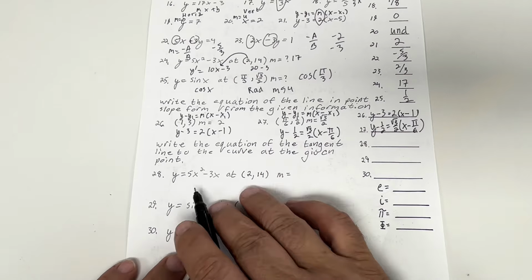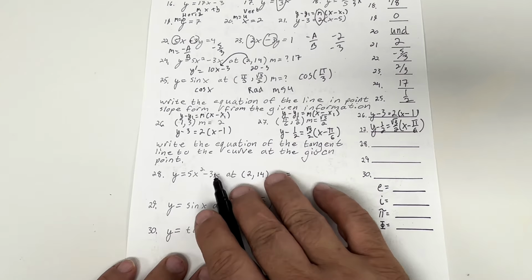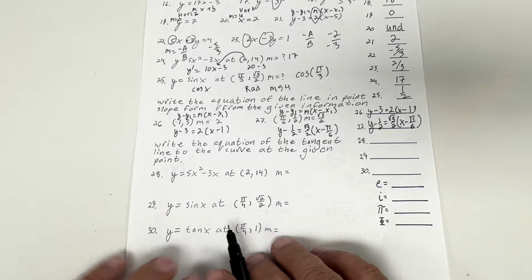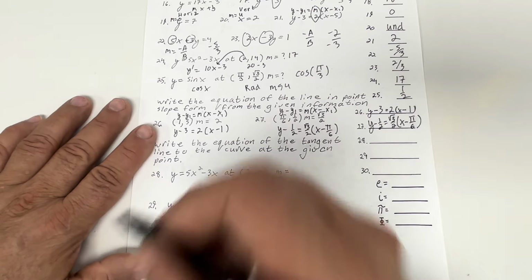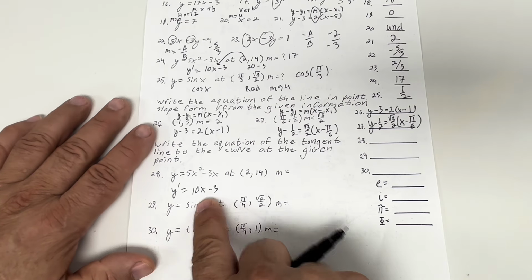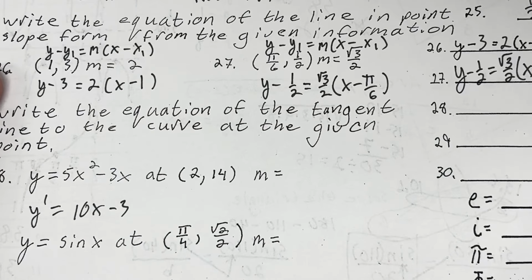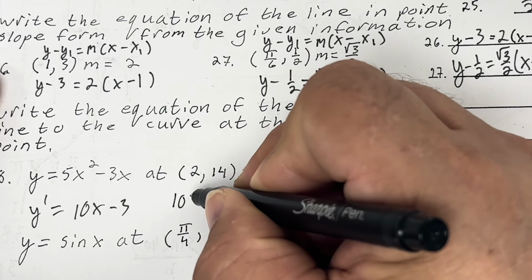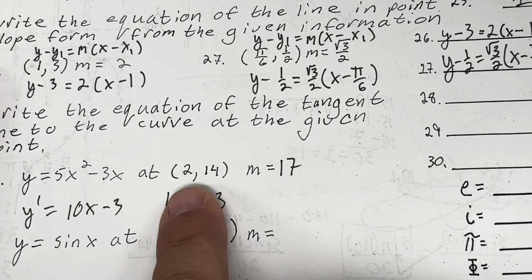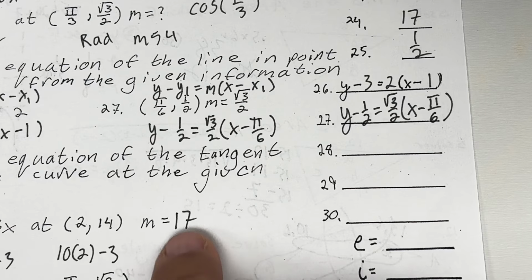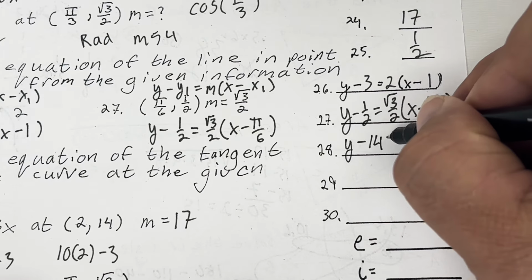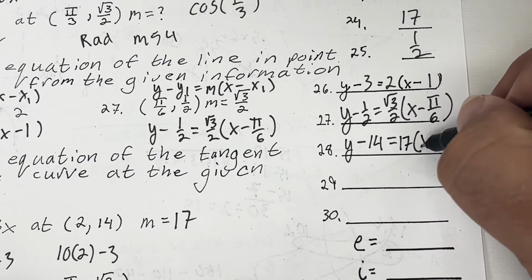28, we want the equation of the tangent line to the curve at the given point. So the equation is 5x squared minus 3x, but the equation of the tangent line has to be a line. So we need to find a slope. So y prime equals 10x minus 3. We plug in the 2. 10 times 2 minus 3 is going to give us 17. Now we're going to take that ordered pair and that slope and use the point slope form. So y minus 14 is equal to 17 times x minus 2.